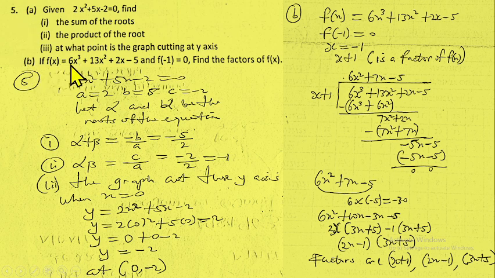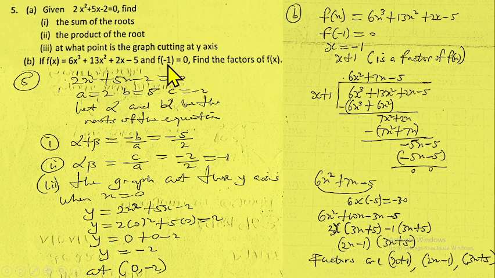Then question number 5b. If f of x is 6x cubed plus 13x squared plus 2x minus 5 and f of minus 1 is equal to 0, find the factors of f of x. So we have to find the factors of this cubic polynomial.